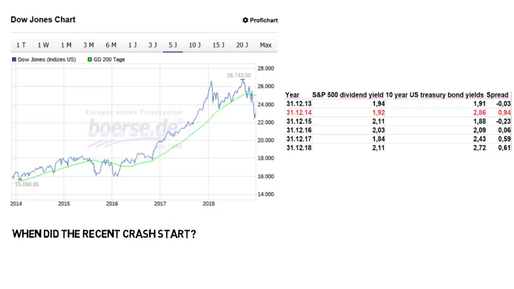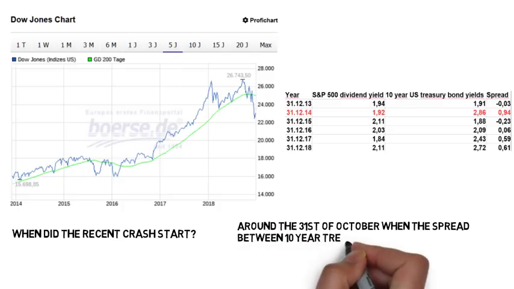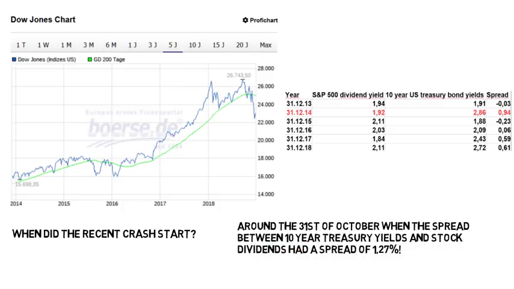The recent crash started around October 2018 with a spread of 1.27% between the Treasury bonds, which were yielding 3.15%, and the S&P 500, which had a yield of 1.88%. Even after the recent crash, the spread between these two yields is 0.61%, higher than at the end of 2017 with 0.59%.